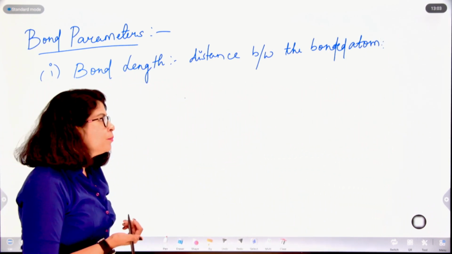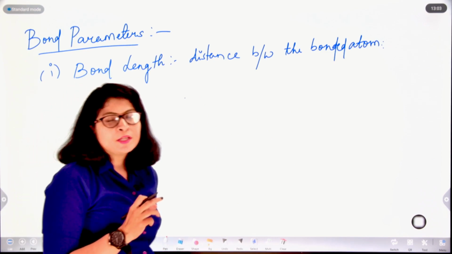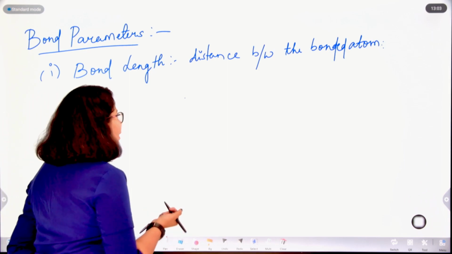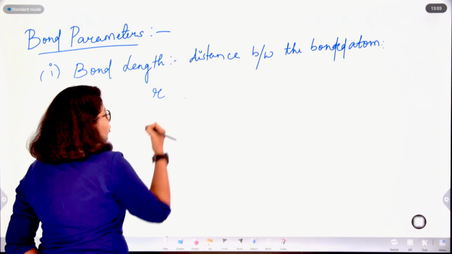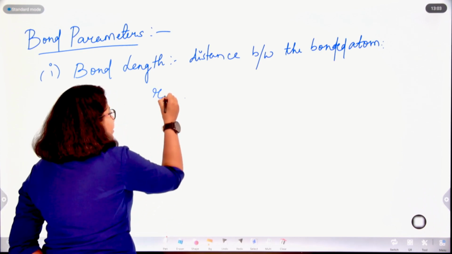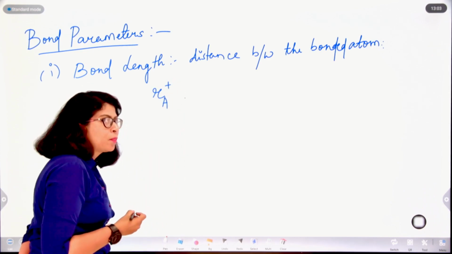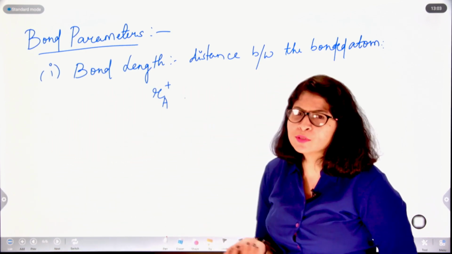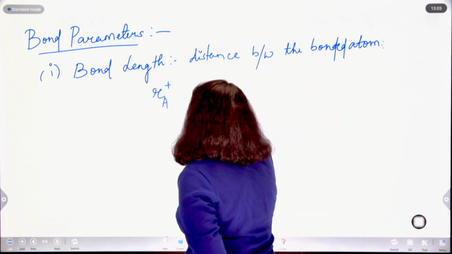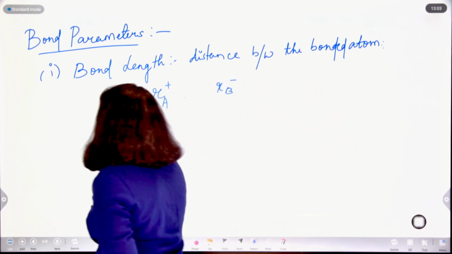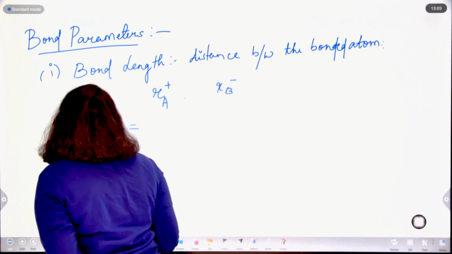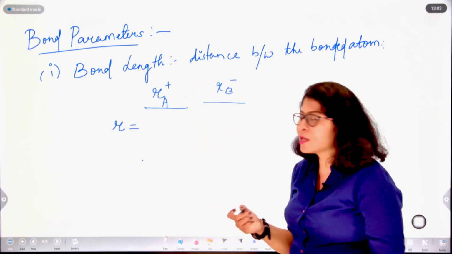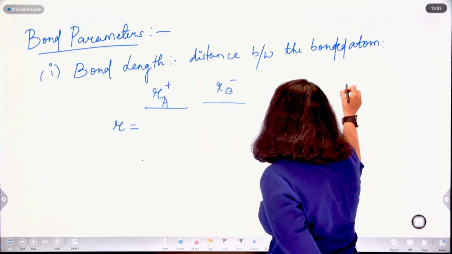Now, the measure of bond length is different for different kinds of bond. If I consider ionic bond, the bond is formed by a positive and a negative ion. An atom loses an electron, it forms a positive ion. Suppose the radius of that positive ion is Ra plus. Another nonmetal gains an electron to form an anion. Suppose its radius is Rb minus. So what will be the total bond length?